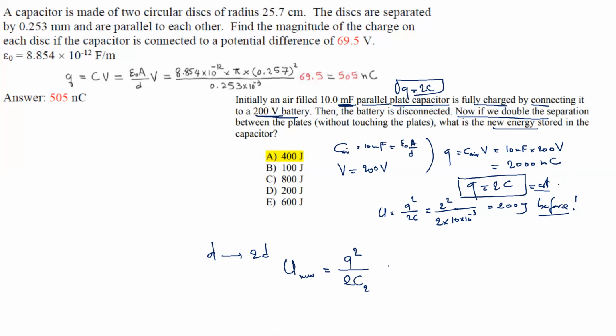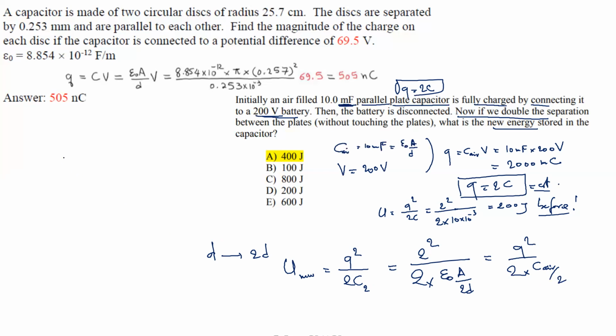The charge is constant. So it will be 2 squared now divided by 2 times C2. Now what is C2? Well, C2 will be just epsilon naught A divided by 2D. Now the distance is double. So that means the capacitance has been divided by 2. Okay. So this is Q squared divided by 2 times C divided by 2. So I have divided basically the capacitor by 2.